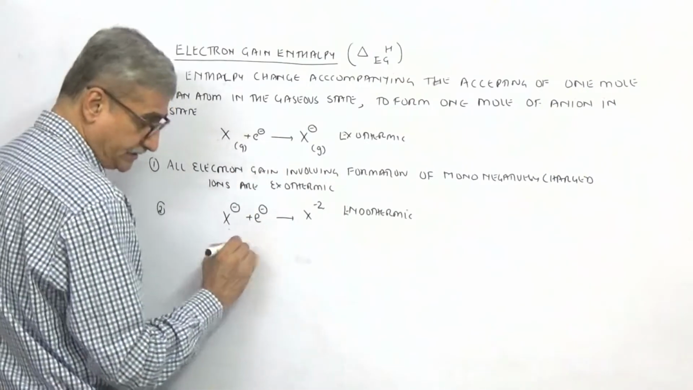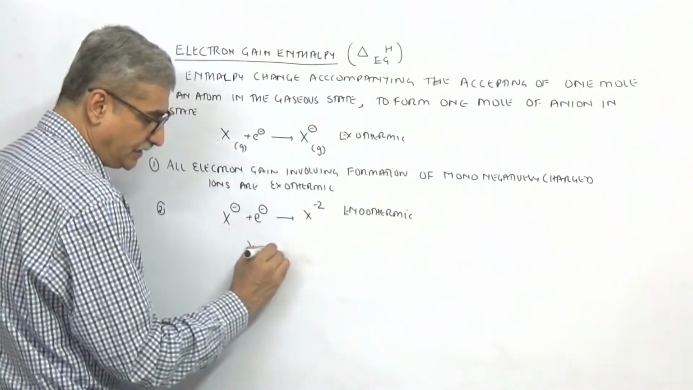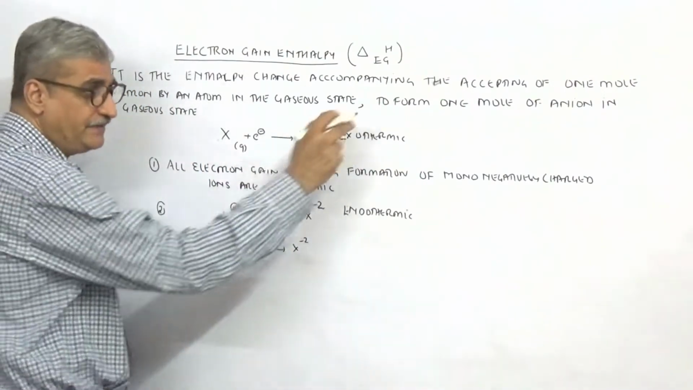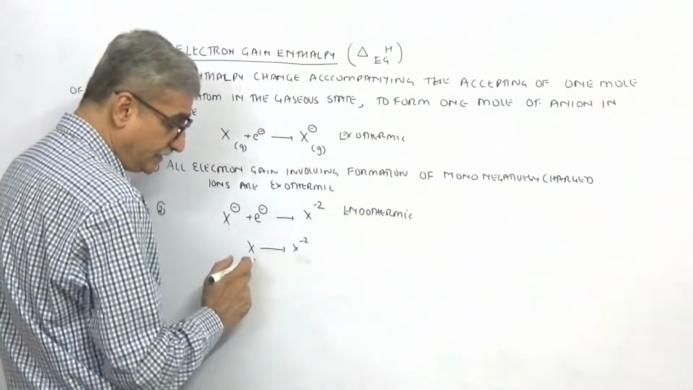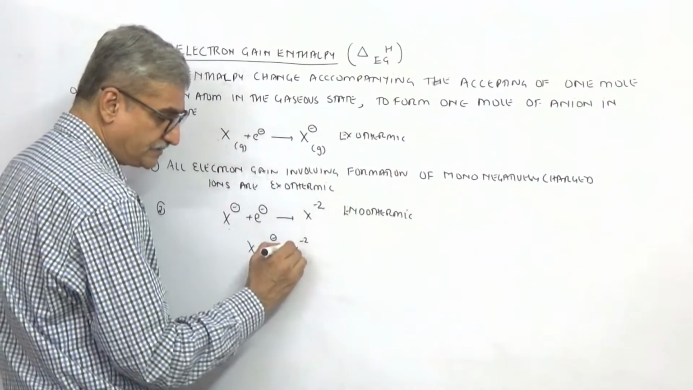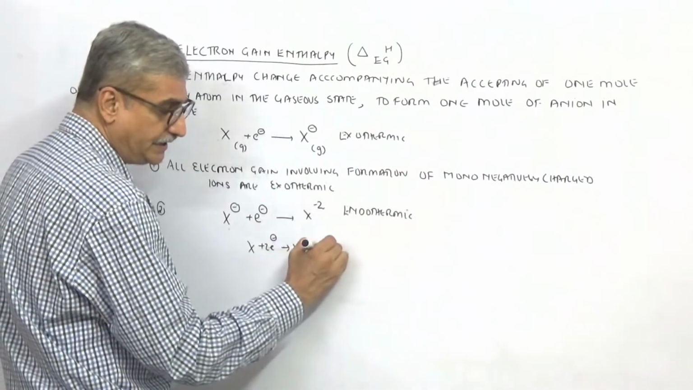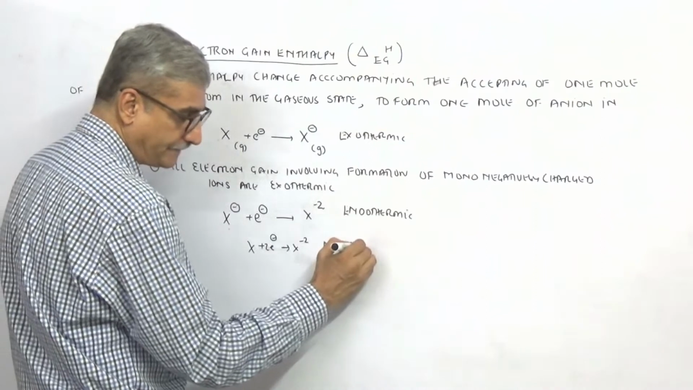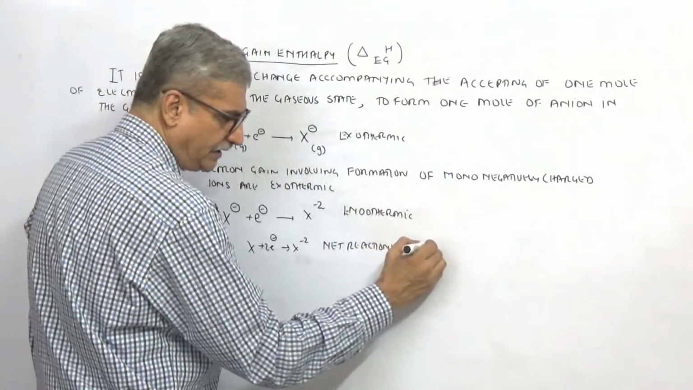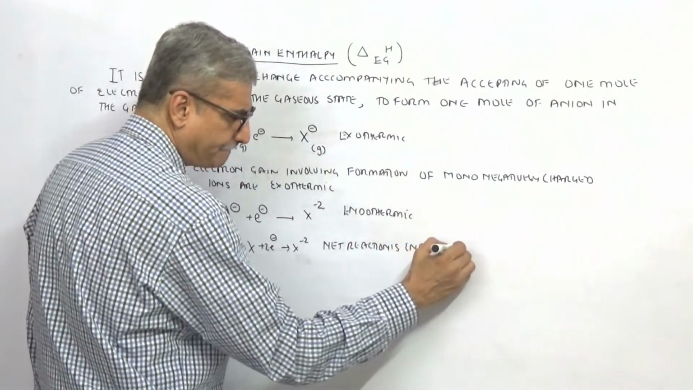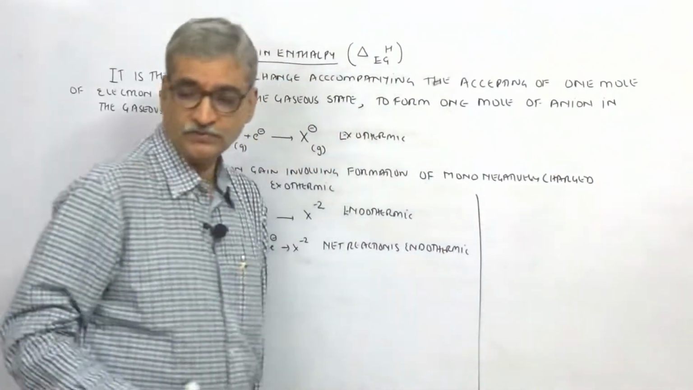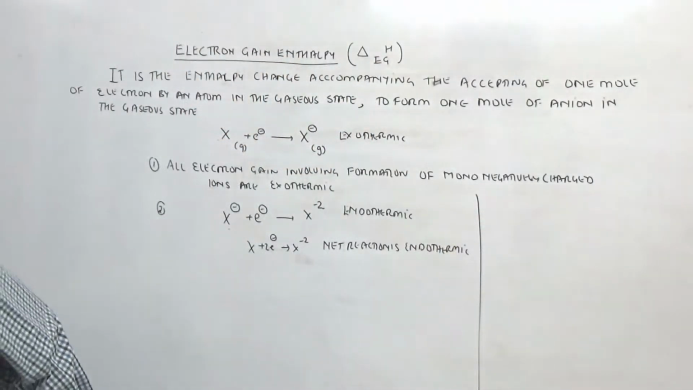So the net reaction, in this case what happens? X to X minus 2. This step may be exothermic, this step may be endothermic. Net, X plus 2 electrons forms X minus 2. This net reaction is endothermic. There are two classic examples.